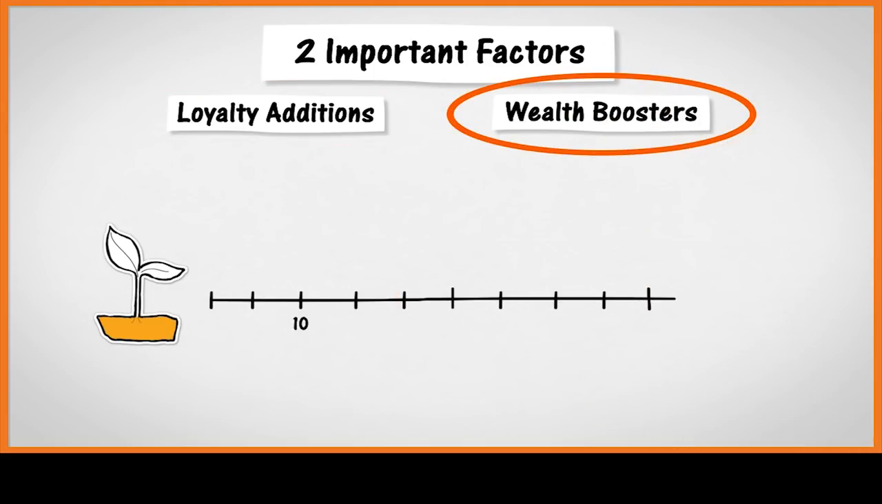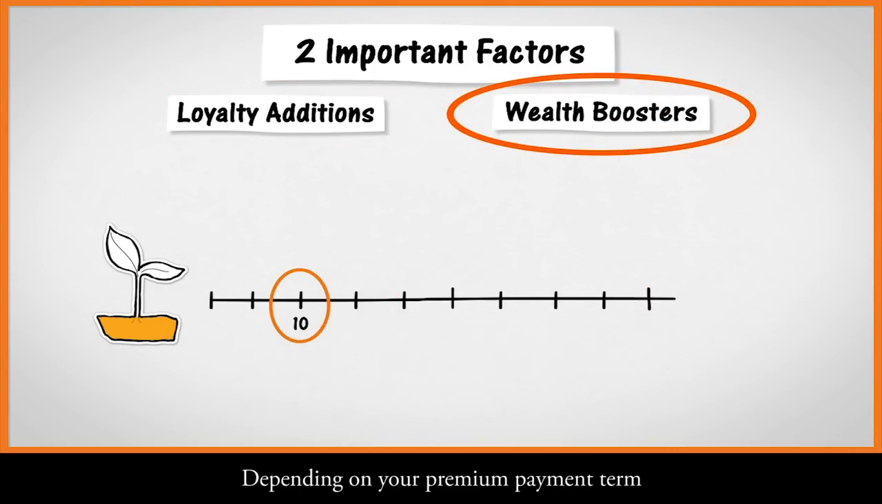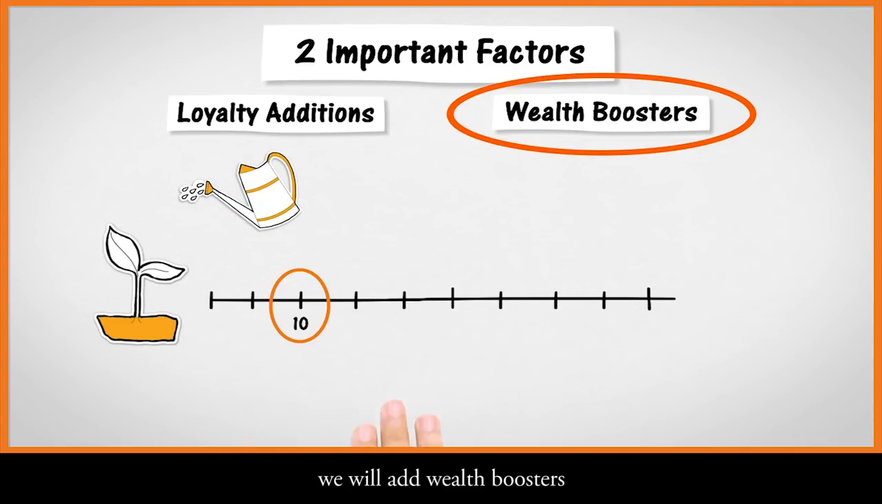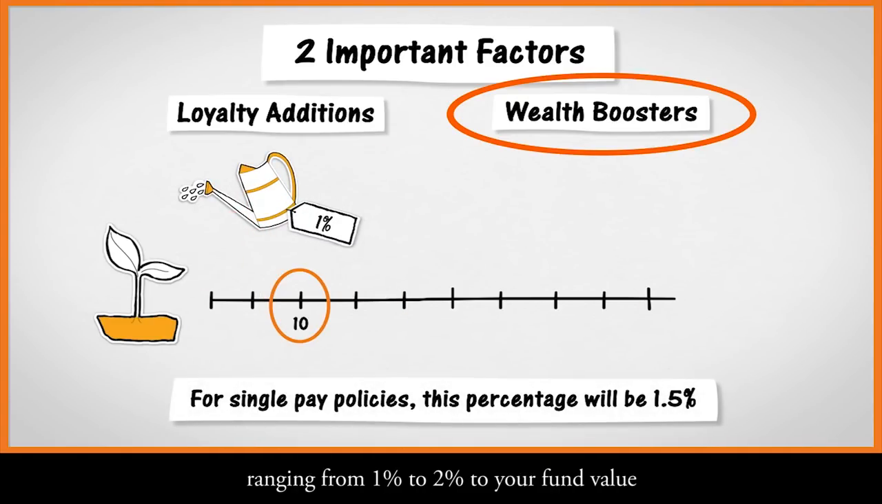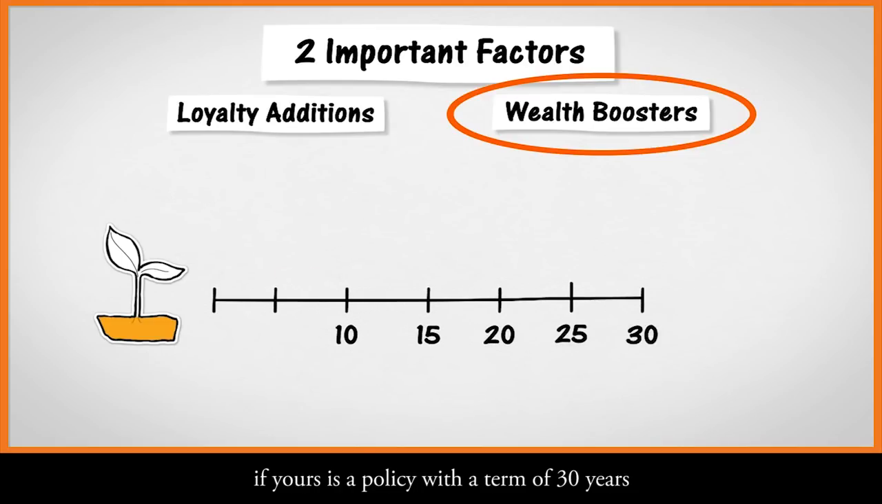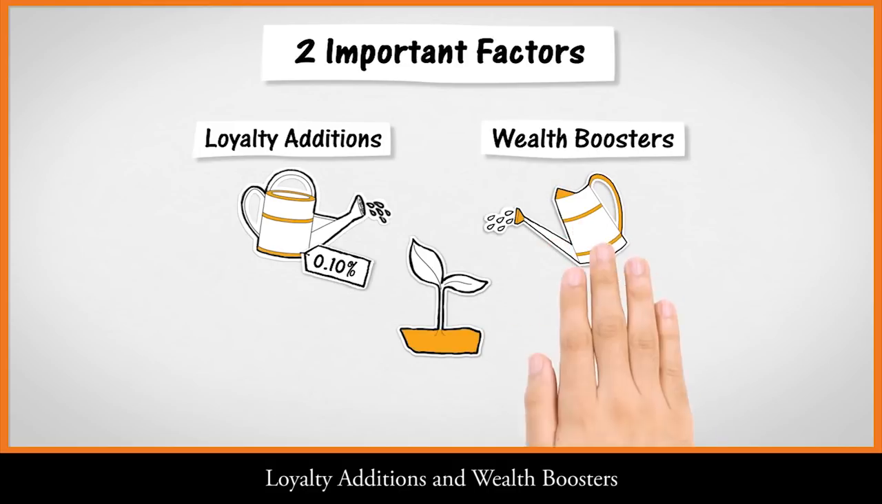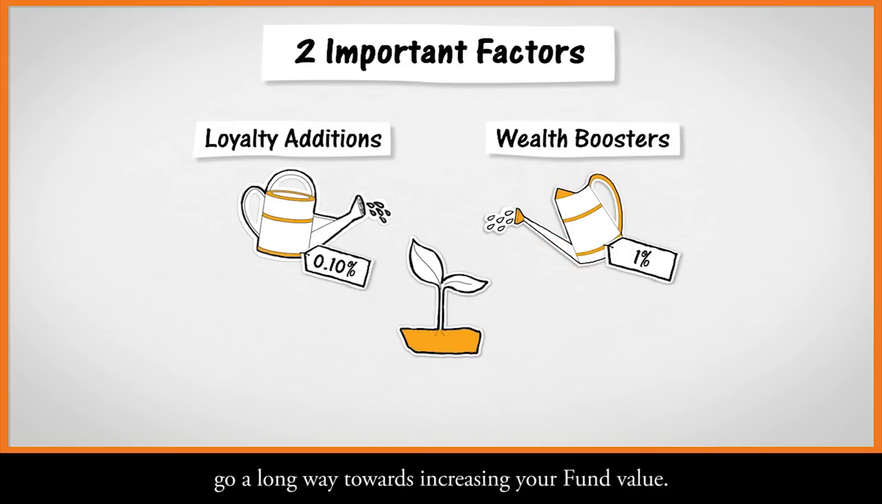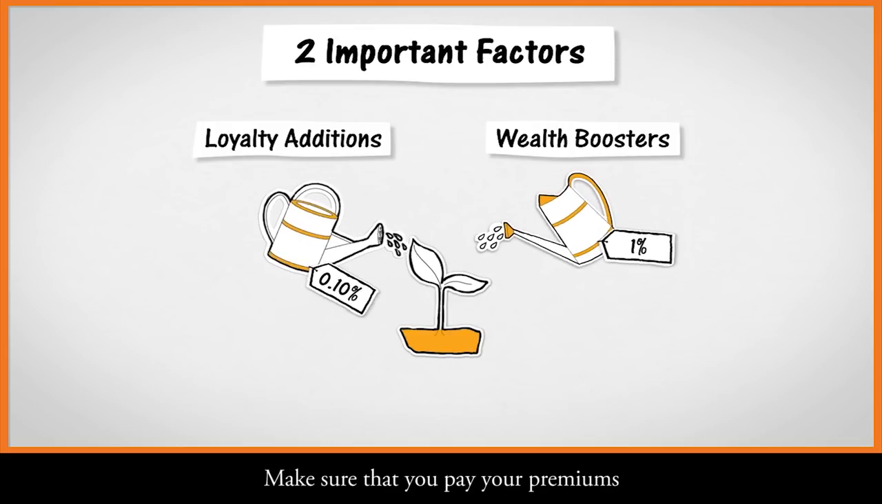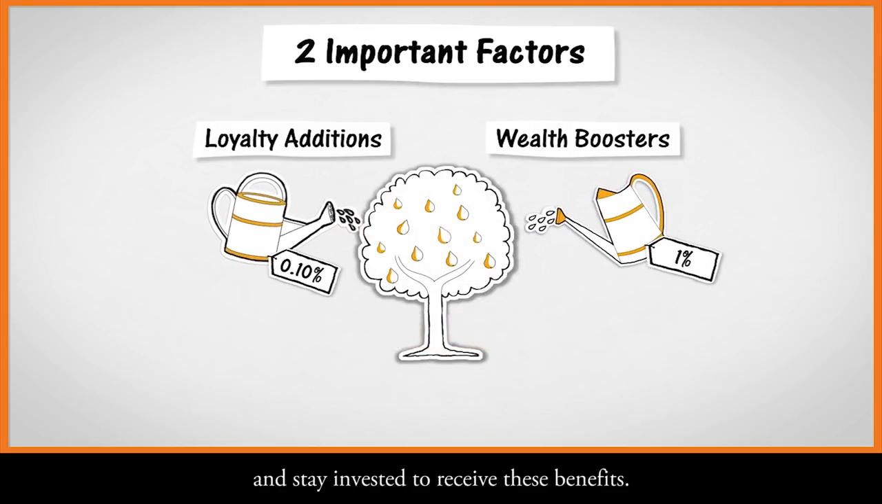Wealth boosters. Depending on your premium payment term, we will add wealth boosters ranging from 1% to 2% to your fund value once every 5 years. For example, if yours is a policy with a term of 30 years, your premium paying term is 5 years. You will get 1% addition to your fund value in the 10th, 15th, 20th, 25th and the 30th year. Loyalty additions and wealth boosters go a long way towards increasing your fund value. Make sure that you pay your premiums and stay invested to receive these benefits.